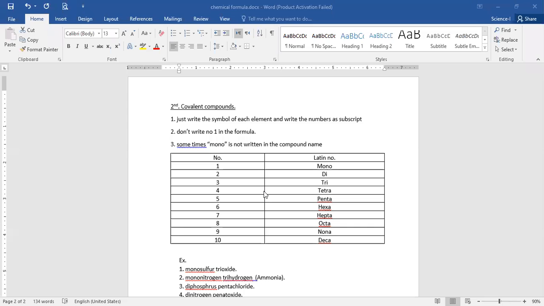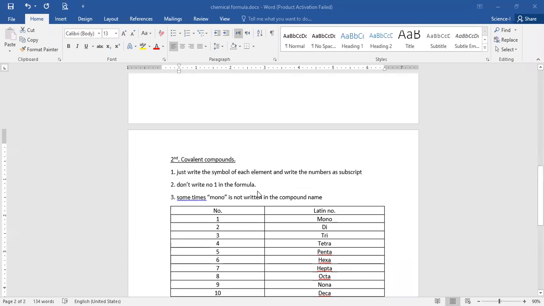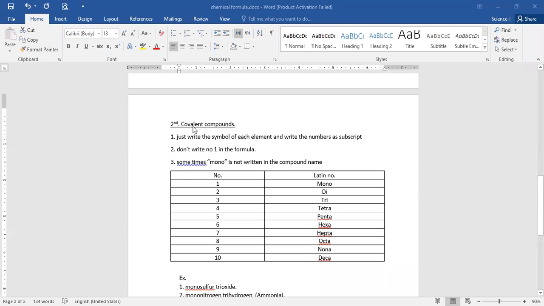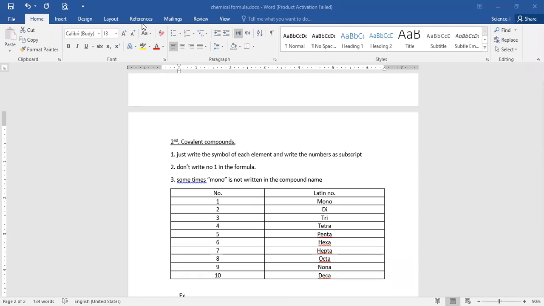Yusuf asks whether we could write, for example, di-iron, Fe2. Say di-iron? No, we said covalent compounds always work with non-metals. Iron is a metal, okay? Okay, thank you guys.